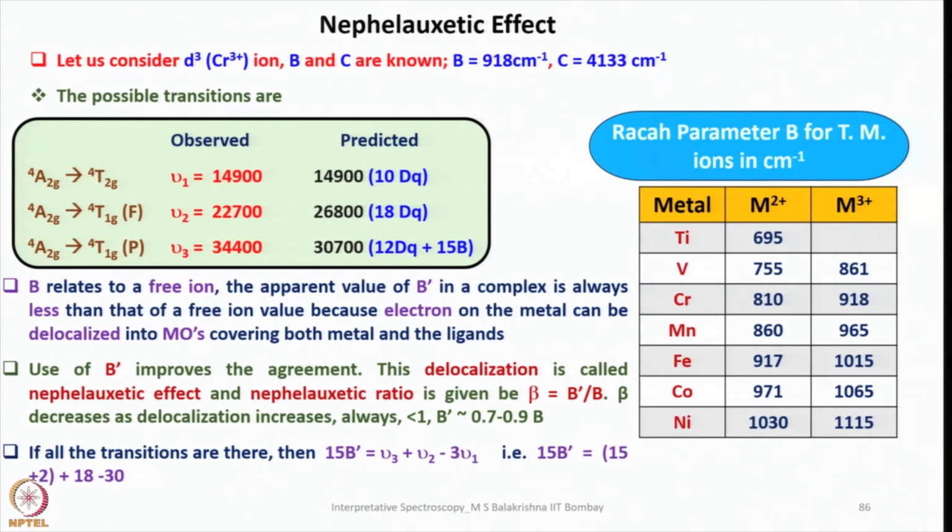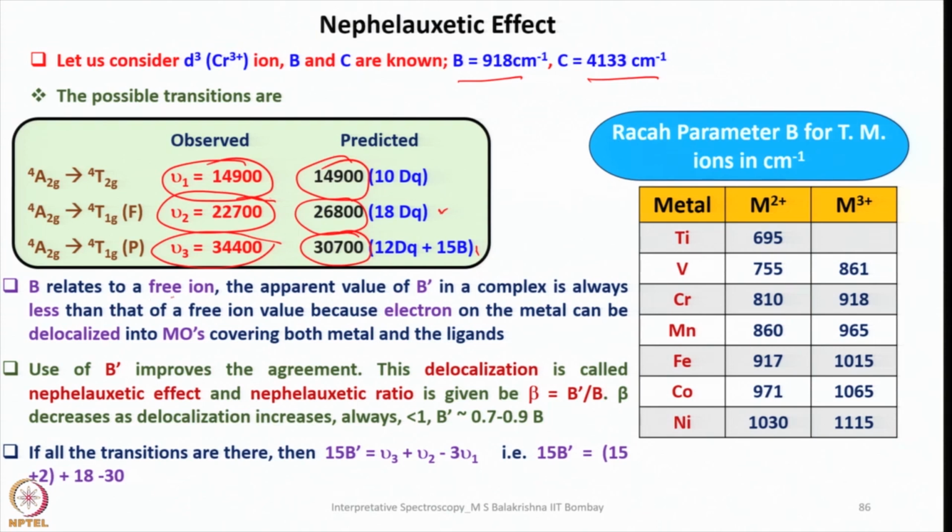So now let us consider again the chromium 3 plus ion, d3, where B and C are known. The B value is 918 centimeter inverse and C is 4133 centimeter inverse. Now the observed values are 14,900, then this is 22,700, and nu 3 is 34,400. So for the predicted one, there is no change, and then here the predicted one is high, 26,800, and then this one is low. We know that this is going up, so it is high, and then this is going low, so this is low, compared to observed values.